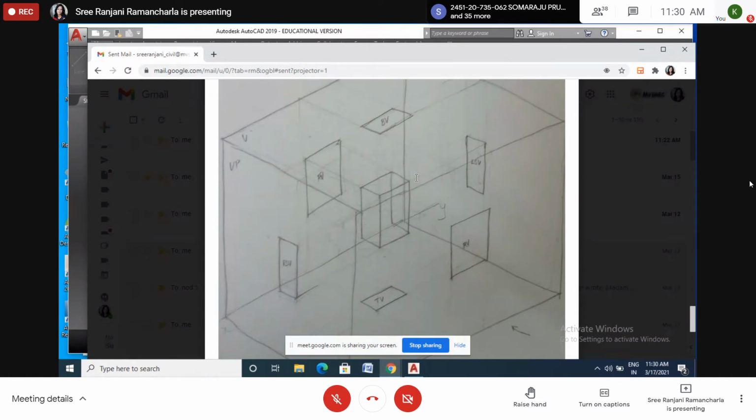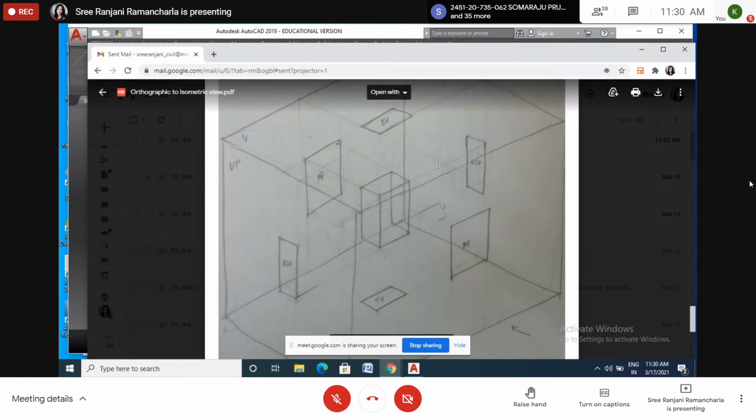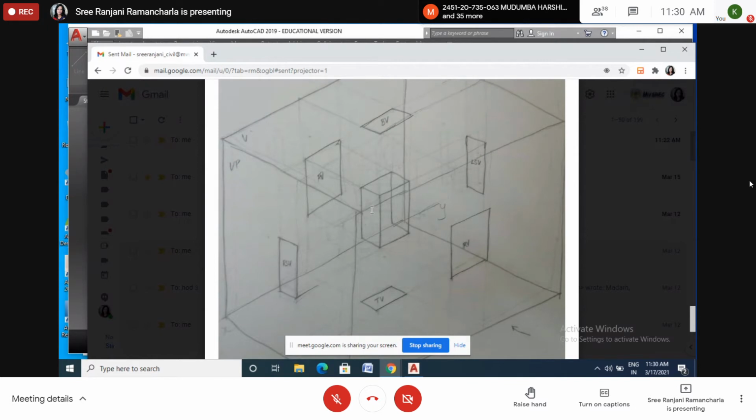Okay. When the observer is at this position, then the view of the right side will be here. So this is called the right side view. Please try to understand. Right side means you should not draw here. You have to draw here only. This is the right side view. This is the left side view.